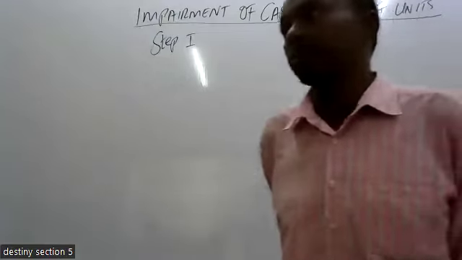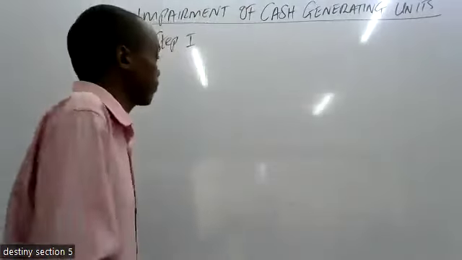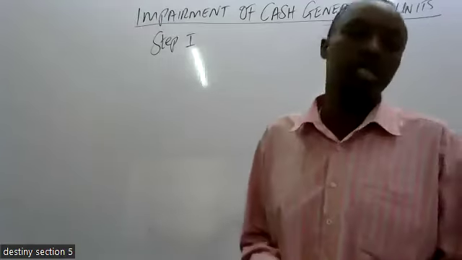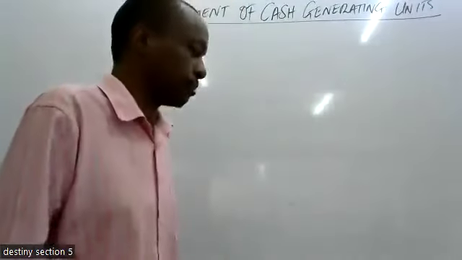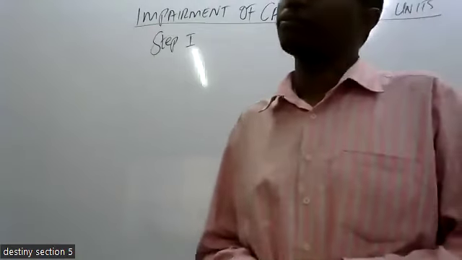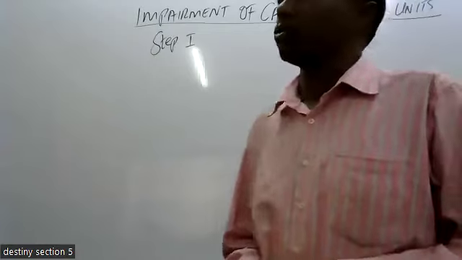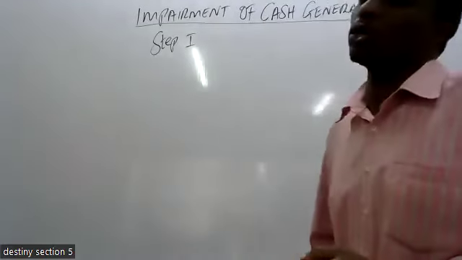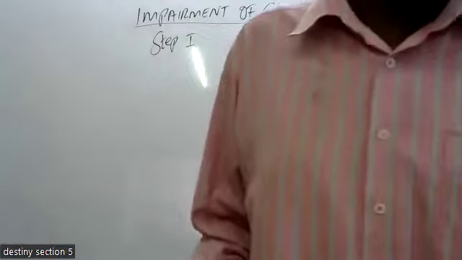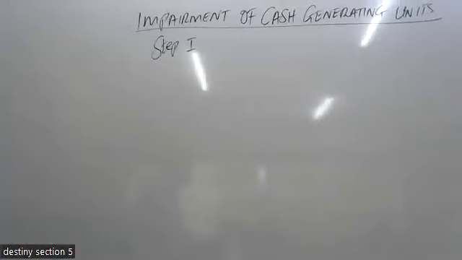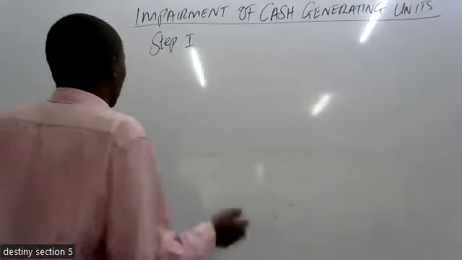Example. Let's start with a simple example. Just write example. BD Limited operates two CGUs, A and B. We'll stop. The carrying amounts of the assets are as shown below.